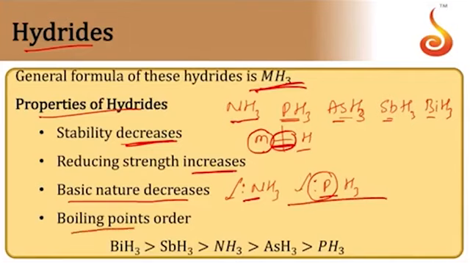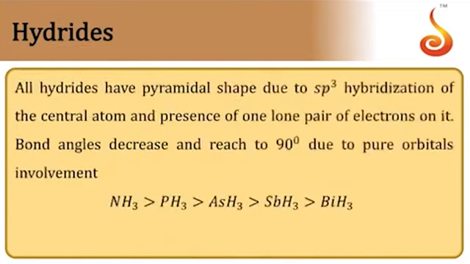Coming towards boiling points now. Boiling points among covalent molecules depend upon the molar mass. The more the molar mass, the more the van der Waals forces, the more the boiling point. Therefore, we can see BiH3, having higher molar mass, has a higher boiling point. But ammonia is exceptional because ammonia has hydrogen bonding. So the highest boiling point is BiH3 and the least boiling point is PH3. This is the order of boiling points.